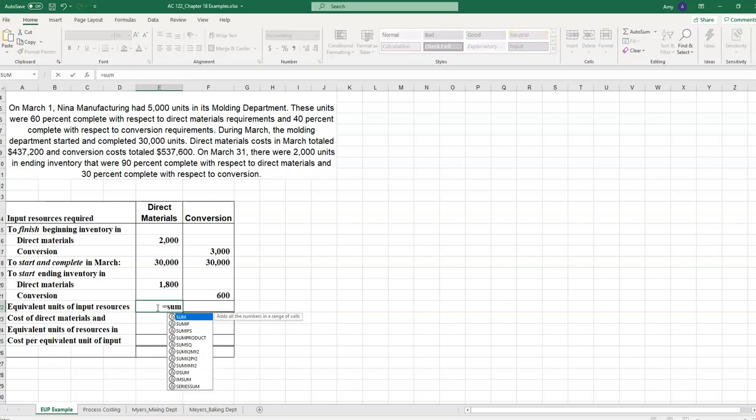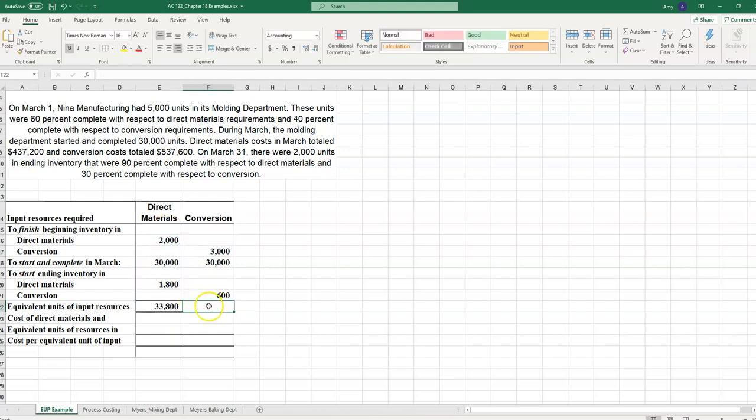Once we have calculated our beginning, started and completed, and our ending, we add them all together to get our equivalent units of production for the entire month. That is step one in process costing's four-step process. The second step is applying costs to equivalent units.